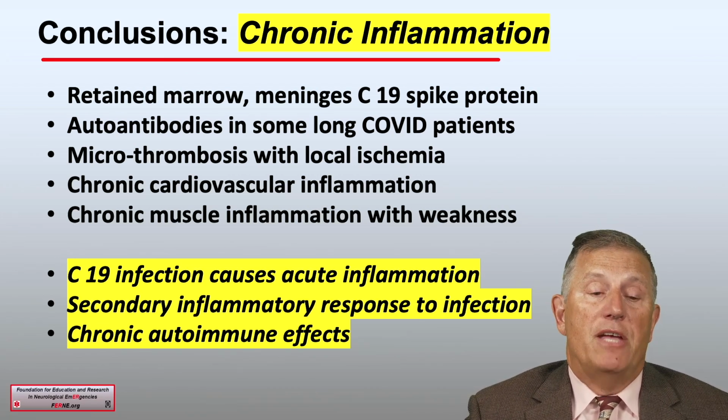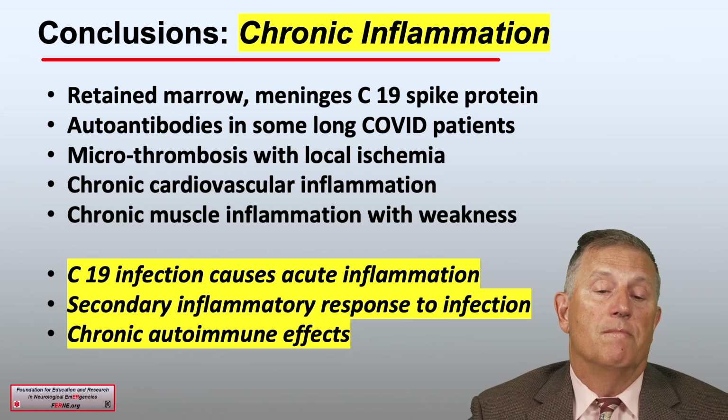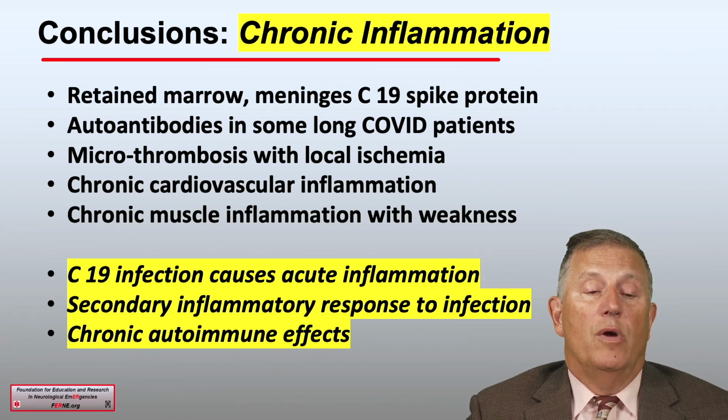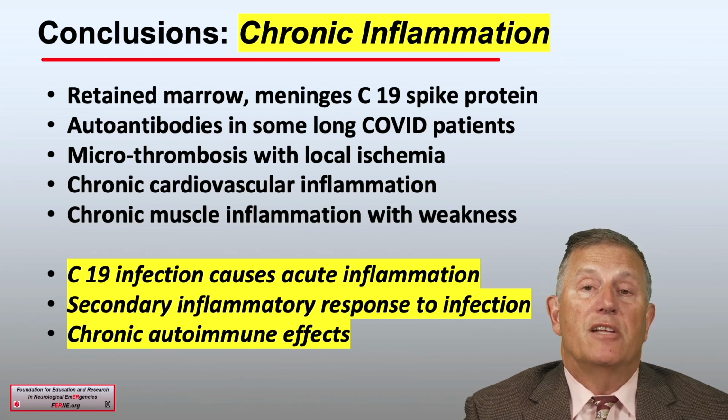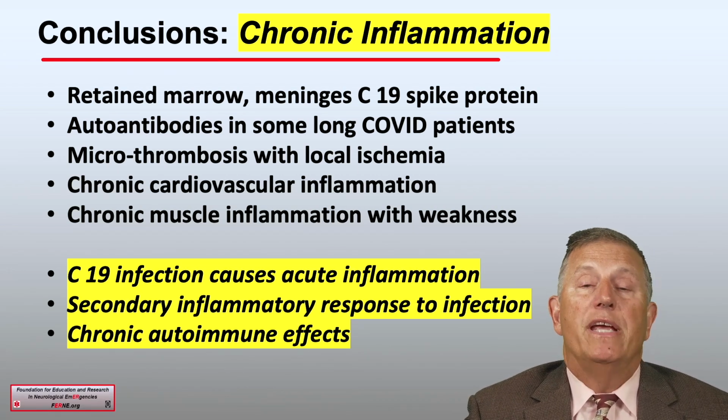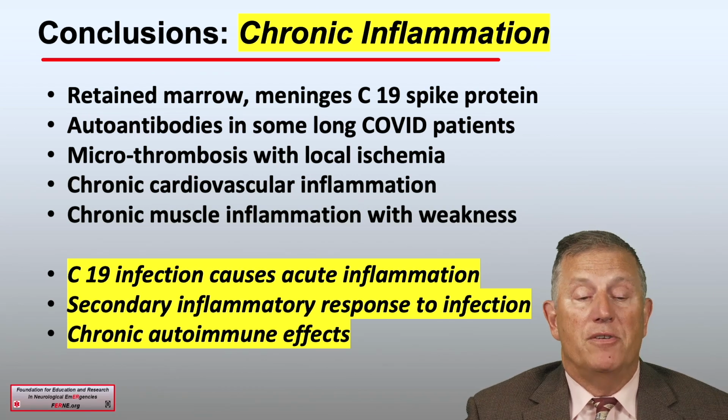Some of this chronic inflammation is noted to be due to retained COVID-19 spike protein in the skull, bone marrow, and meninges. We know that there are autoantibodies that form in some long COVID patients. We see microthrombosis with local ischemia in most all tissues in the body. We observe chronic cardiovascular inflammation that can result in diseases such as POTS and other dysautonomias. And we note that there is chronic muscle inflammation and weakness in some long COVID patients.